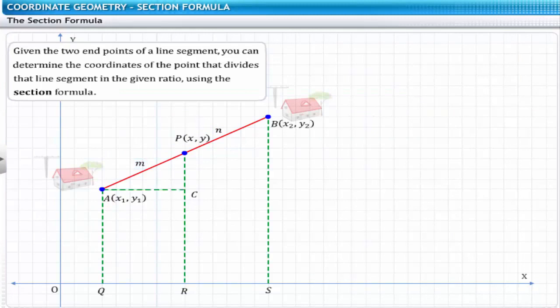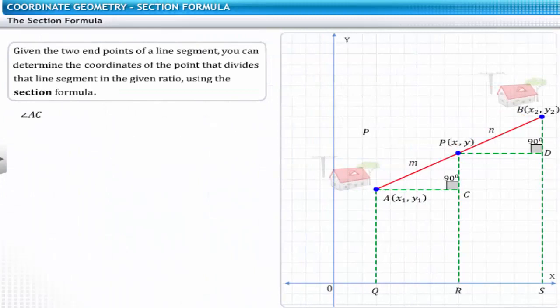Then we draw AC perpendicular to PR and PD perpendicular to BS. Two triangles ACP and PDB are created. You will observe that angle ACP is equal to angle PDB, that is 90 degrees. Angle PAC is equal to angle BPD. Based on the AA similarity criterion, we can conclude that triangle ACP is similar to triangle PDB. Since one of the angles is 90 degrees, they are similar right-angled triangles.